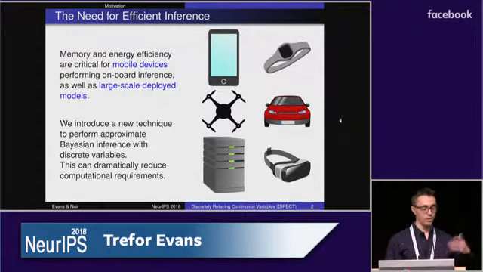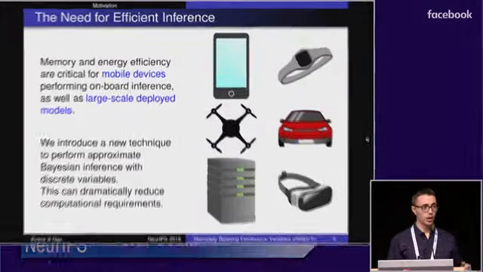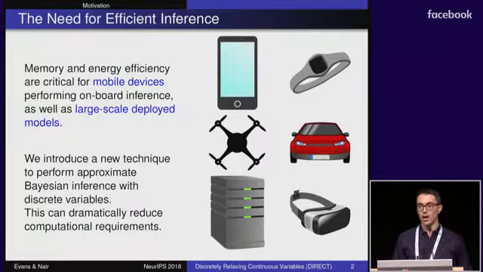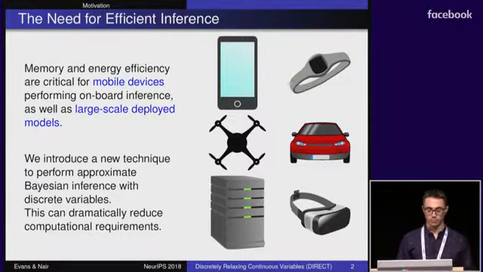So having the ability to perform efficient inference is extremely important. For example, memory and energy efficiency are very critical for mobile devices where we would often like to perform real-time inference in this hardware-constrained environment. Additionally, large-scale deployed models need to be evaluated billions of times, and this can incur substantial energy costs that we would like to minimize. So we introduced a new technique to perform approximate Bayesian inference with discrete variables, and this has the ability to dramatically reduce computational requirements at inference time.